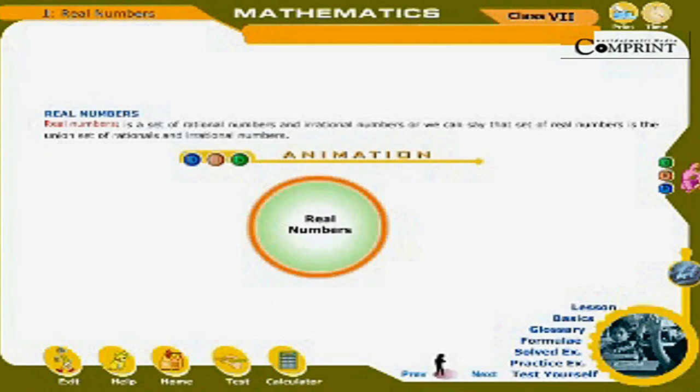Real numbers. A real number is a set of rational numbers and irrational numbers, or we can say that the set of real numbers is the union set of rationals and irrational numbers.